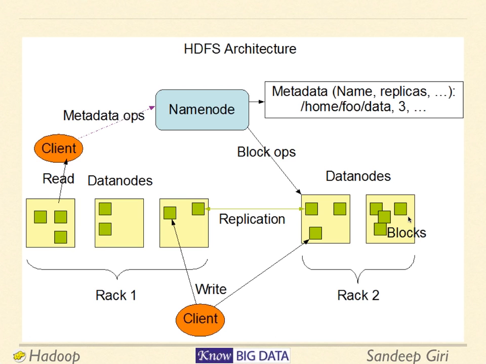Now, Iraya's question is, how does division of a file into different sizes take place? Okay, now let me talk about this. Basically, it's a fixed size.